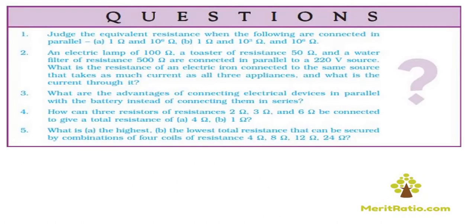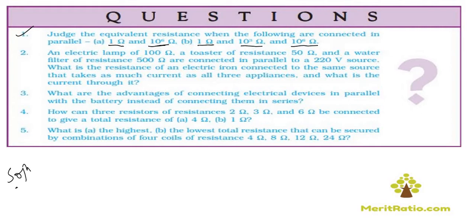Now we have another question, an intext question of NCERT. In the very first question, it is asked to find the equivalent resistance when the following are connected in parallel: 1 ohm and 10 to the power 6 ohm. And in the second, in B, it is asked to find the equivalent resistance when 1 ohm, 10 to the power 3 ohm and 10 to the power 6 ohm resistors are connected in parallel. We are required to compare these two cases.